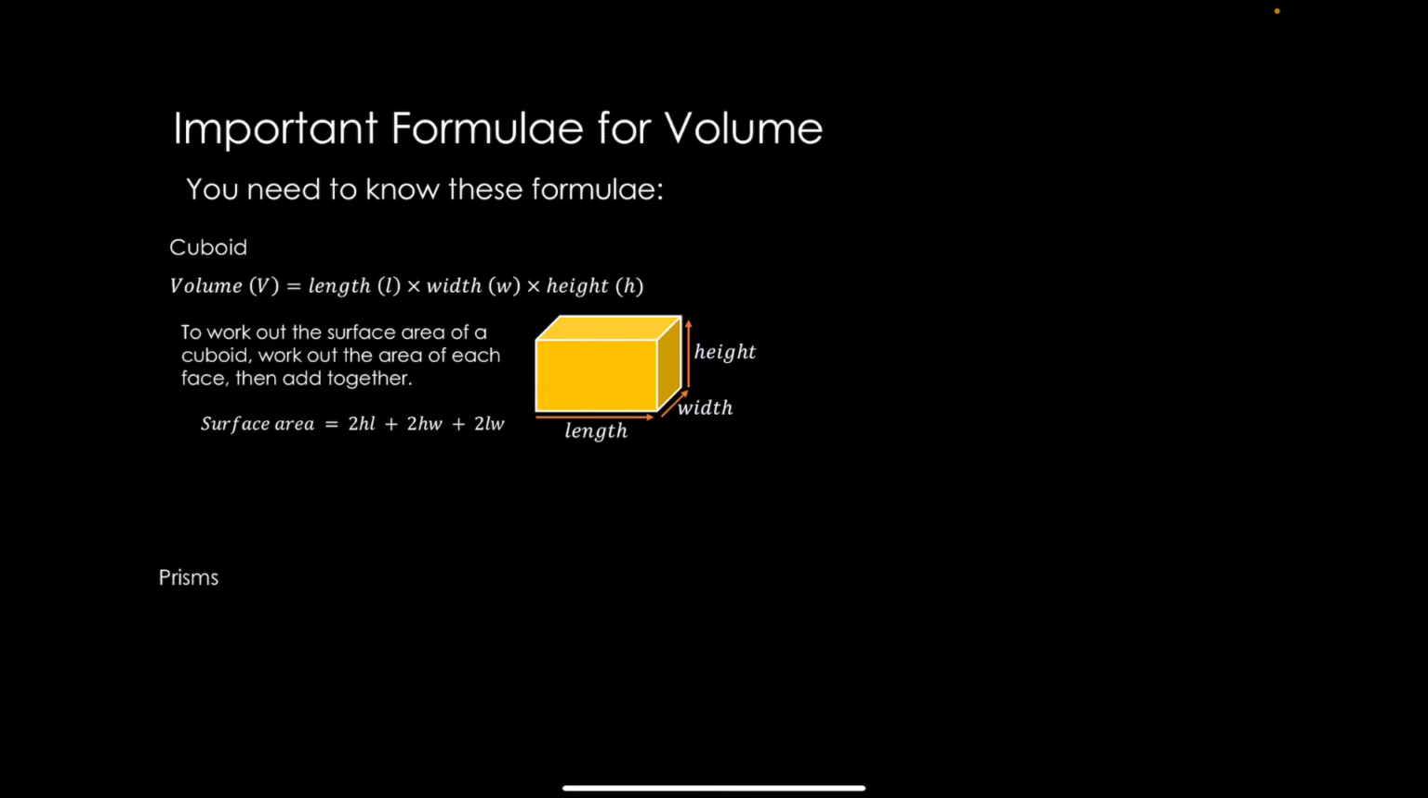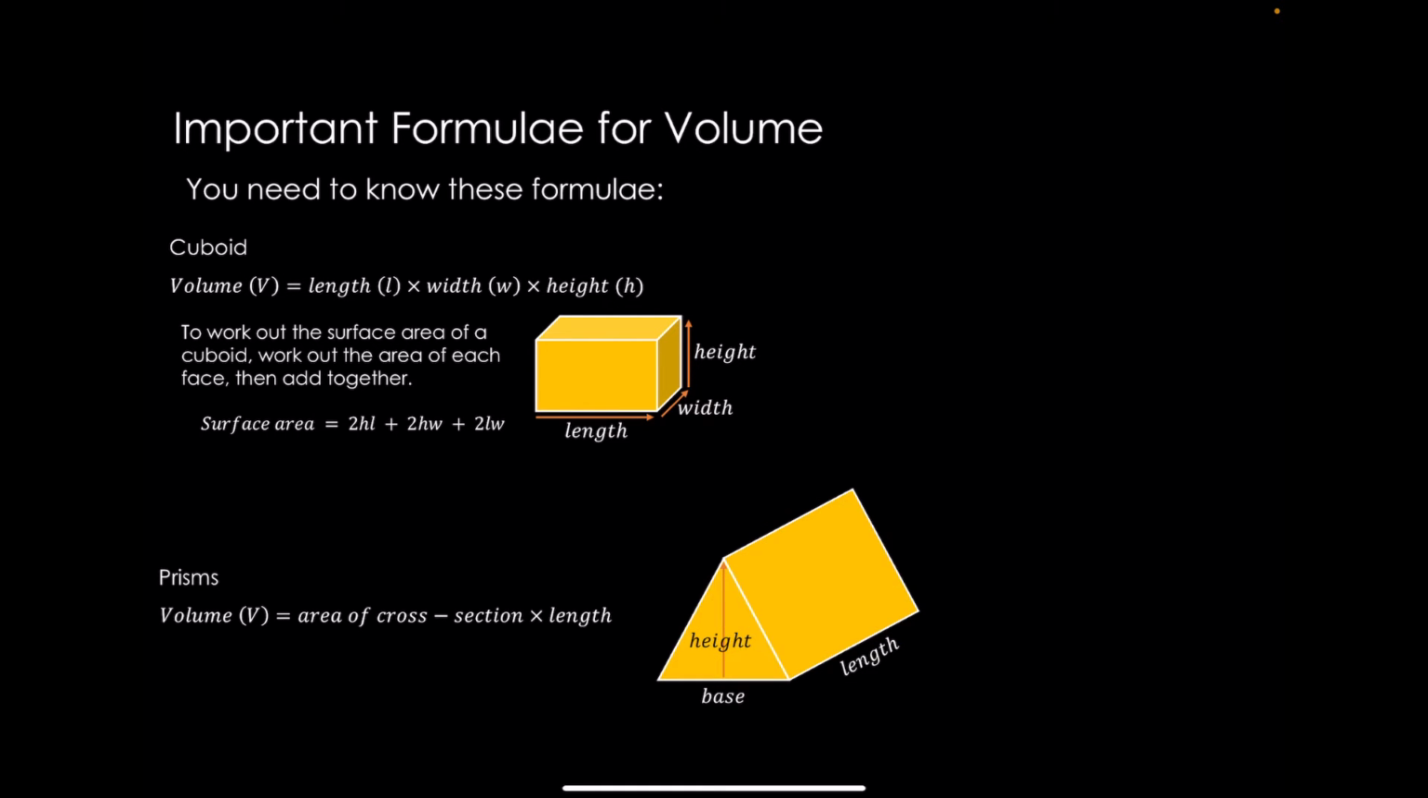So prisms. Now to work out the volume of a prism, like this one, we do the area of the cross section, that's basically the area of the face, and then we times it by the length. So in this case, it's a triangular prism. So we're going to work out the area of that triangle, and then we multiply by the length of the shape. There was a video on area and perimeter, so if you haven't watched it yet, go back and do that.